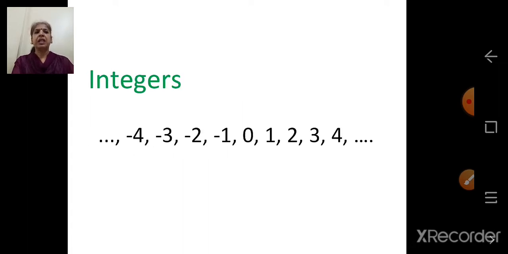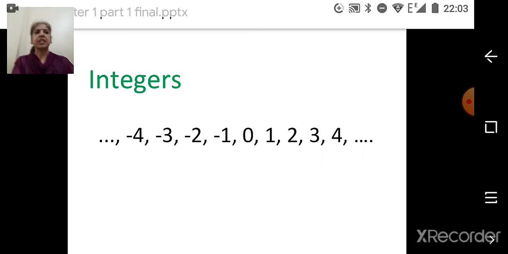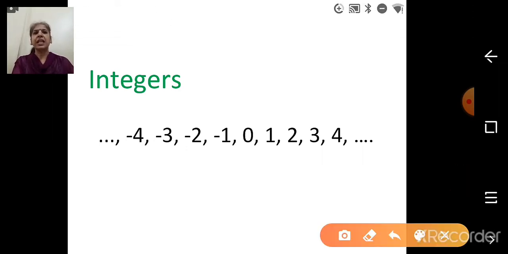Now these are integers. When we say integers, it is 0 and 1, 2, 3, 4. When we say 1, 2, 3, 4, they are natural numbers. When we add 0, 1, 2, 3, 4, they are whole numbers. And when we take the negative numbers, that is negative 1, negative 2, negative 3, negative 4, they all are known as integers.